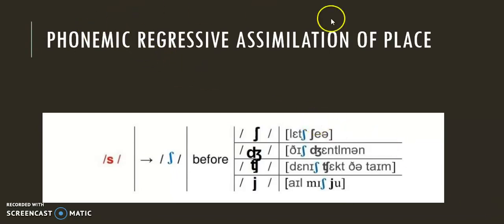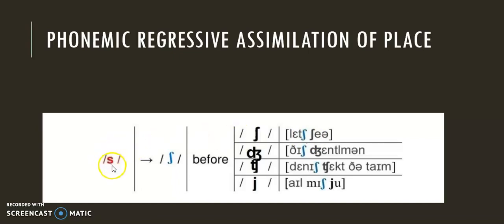Let's see if we are still talking about the same kind of assimilation. Is it phonemic? S assimilates into sh, which is another phoneme, so it is phonemic. The sound changes. Is it regressive? That is, does the second sound affect the first one? Yes, it does. So it is a case of regressive assimilation.